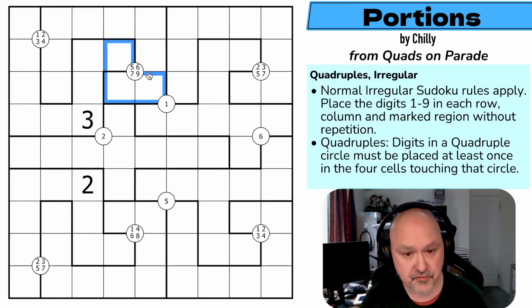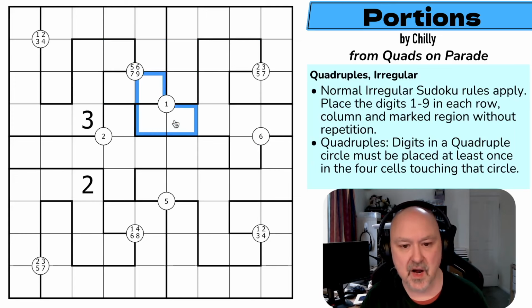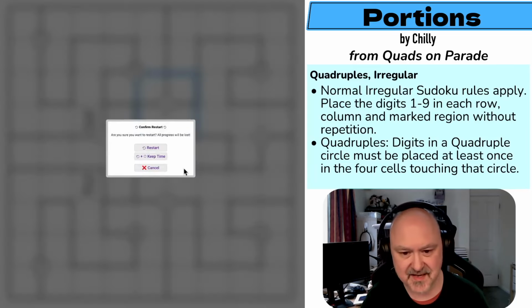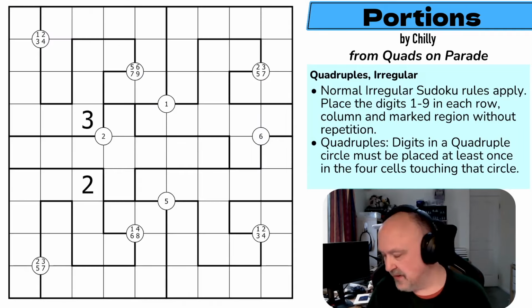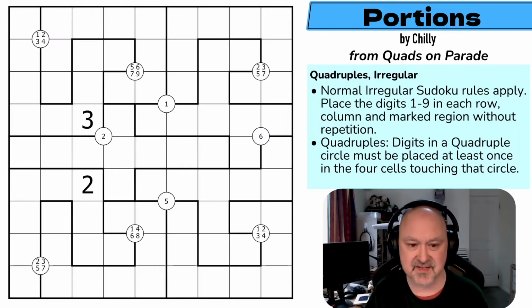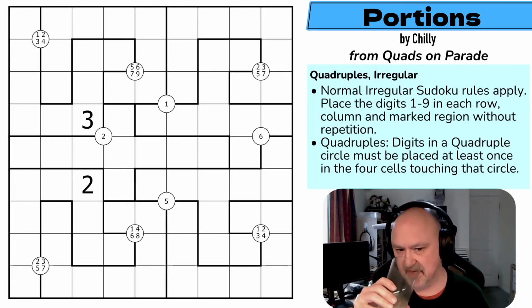And we've also got quadruples, like every puzzle in this pack, where digits in a quadruple circle must be placed at least once in the 4 cells touching that circle. So we know that these cells will contain the digits 5, 6, 7, and 9. And we know that there must be a 1 somewhere in those 4 cells. That's what we know. I'm going to restart the puzzle to restart my timer. I'm not really worried about time on this one. This one is going to be rough. Let's give this a shot.